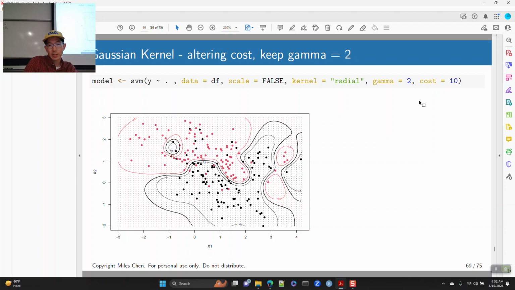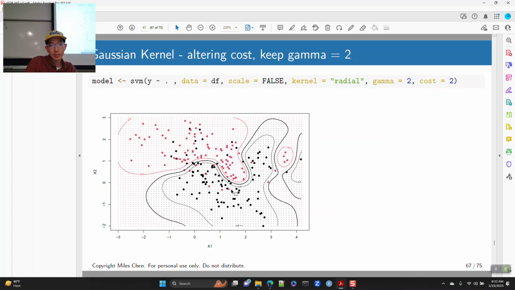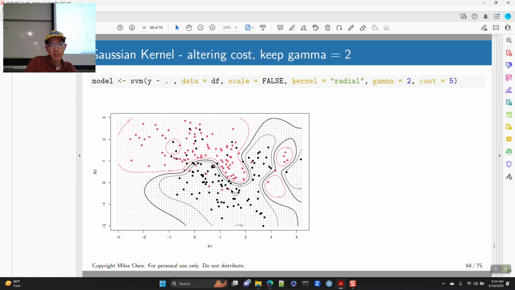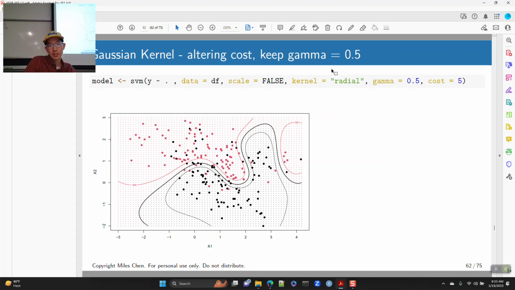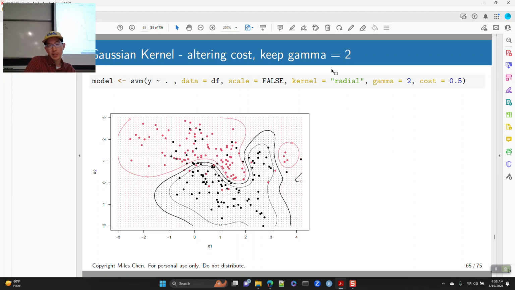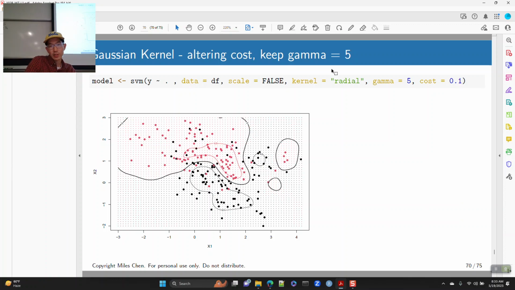As I increase the cost to 10, we can see some of these individual points are now influencing the boundary, right? I guess we are able to accommodate some of these finer boundaries and points here. But the overall flexibility and curvature remains similar with gamma equal to 2, okay? Here it is, gamma 0.5, right? And then let's try gamma equal to 5.